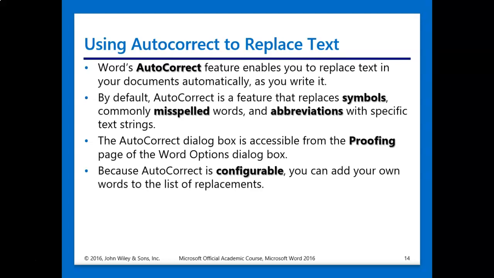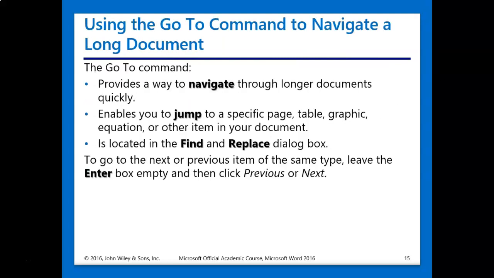By default, autocorrect is a feature that replaces symbols, commonly misspelled words, and abbreviations with specific text strings. For example, if your name always showed up underlined in red, you can use the autocorrect feature on your computer and add your name so that it doesn't show up as a misspelled word. The autocorrect dialog box is accessible from the Proofing page of the Word Options dialog box. Because autocorrect is configurable, you can add your own words to the list of replacements. And so that's what you would be doing if you added your name to the autocorrect feature.